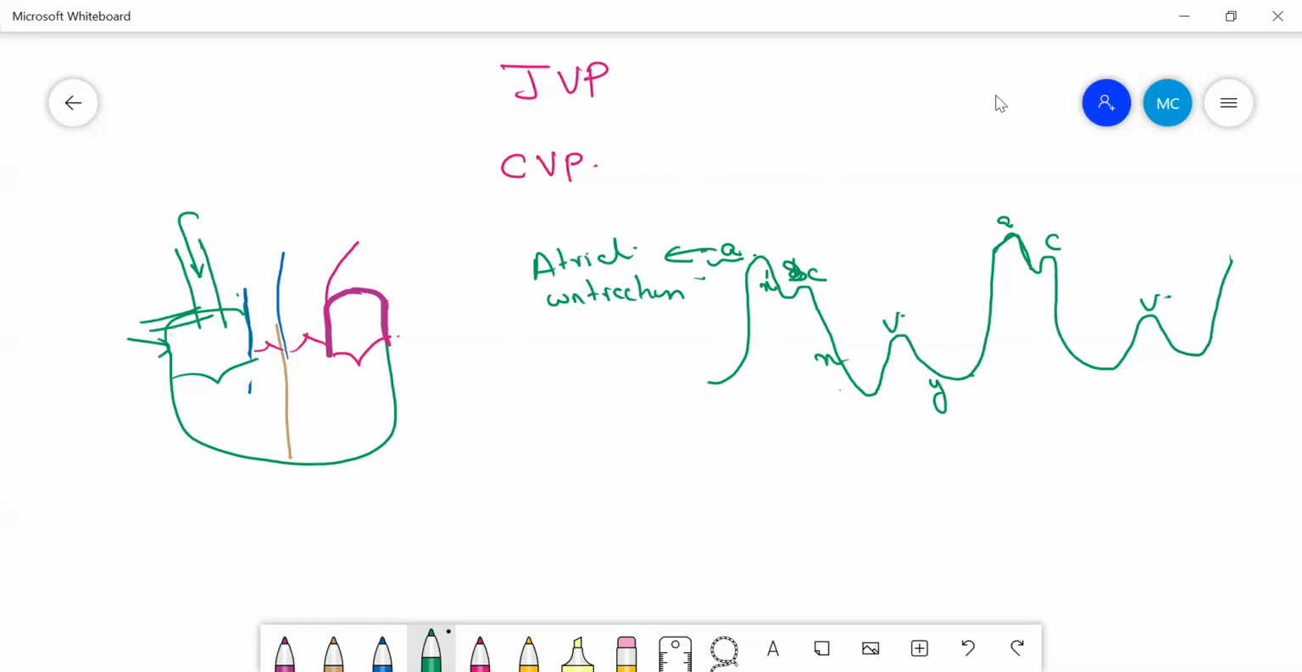So first, initially, there is going to be the right atrial contraction. And as you know, whenever there is a contraction, some flow of blood is going to take place from the atrium to the ventricle, and some amount of blood will also be pushed upwards. So this is responsible for creating this positive wave, this A wave, because of increased pressure in the right internal jugular vein. Okay, so the A wave is very clear. This is because of the right atrial contraction.